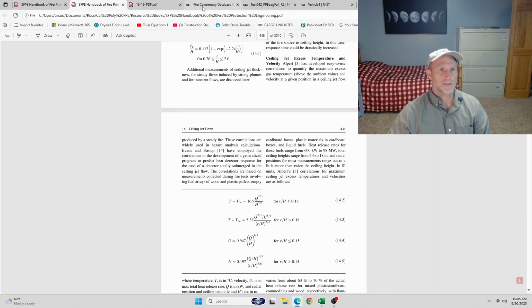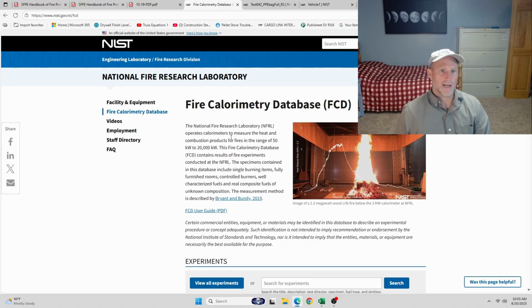NIST is the National Institute of Standards and Technology, and they have a fire calorimetry database. So they've actually gone through and used oxygen calorimetry to be able to estimate how hot fires are and how long they last. And they use the relationship that there's about 13.1 megajoules per gram of oxygen, I think is what the correlation is. And it's pretty much across the board.